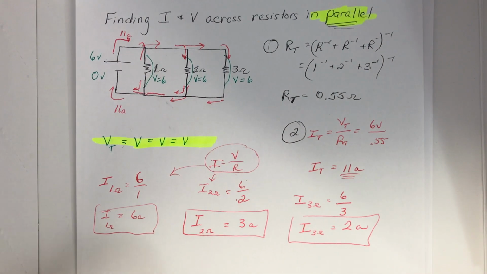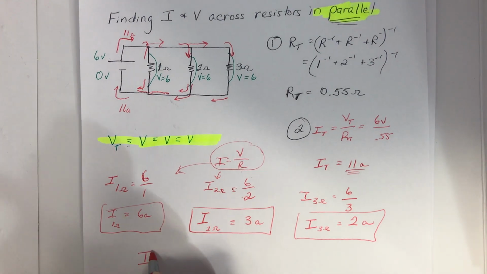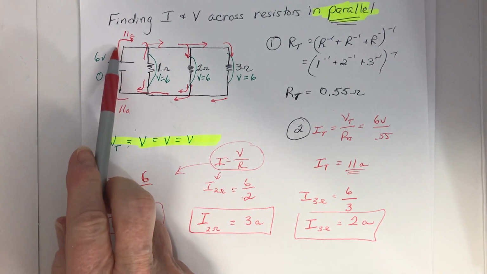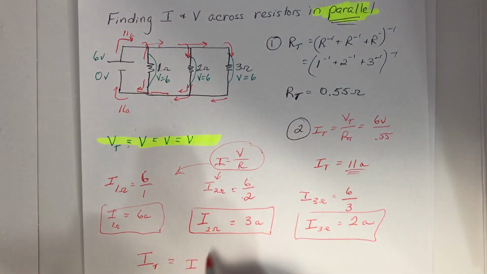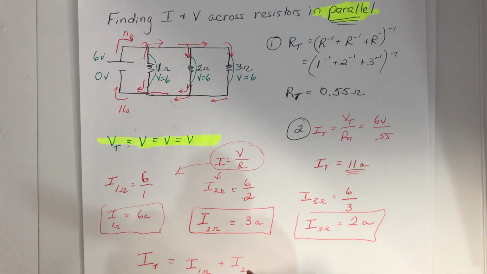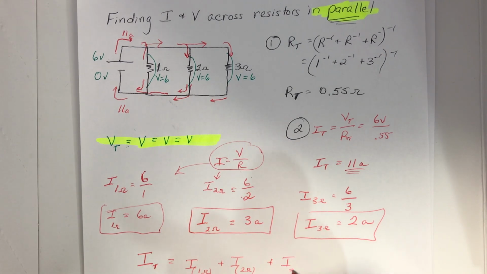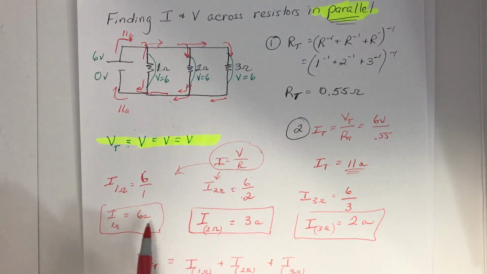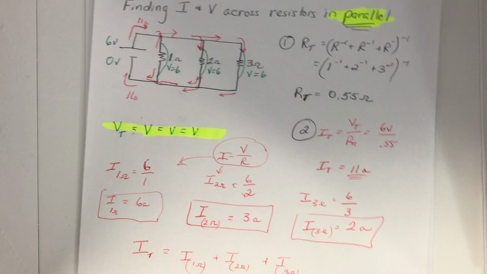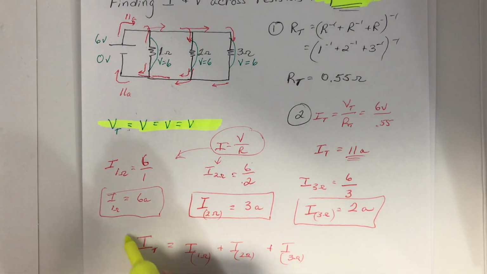But in a parallel circuit, the total current flowing out, which is 11, is the sum of all the currents that go down the different branches. So it'd be the sum of the current going down the 1 ohm, the 2 ohm, plus the current going down the 3 ohm. And of course, 6, 7, 8, 9, 10, 11, and that equals 11. These are things that you have to know.